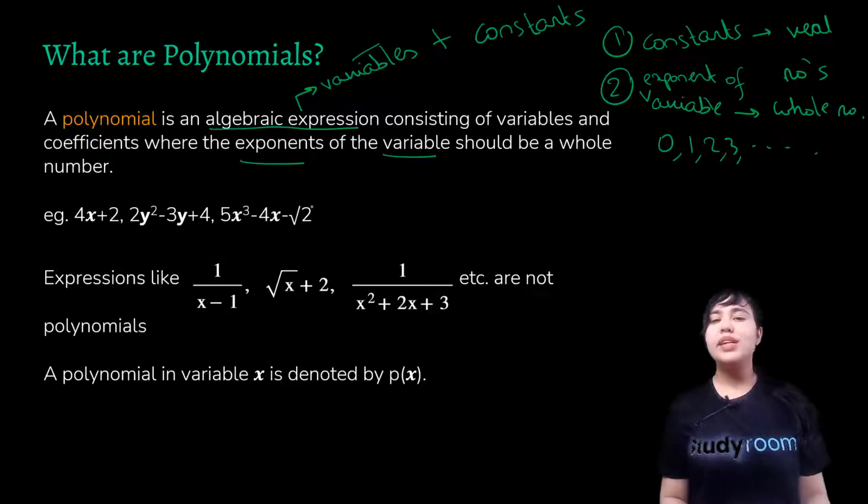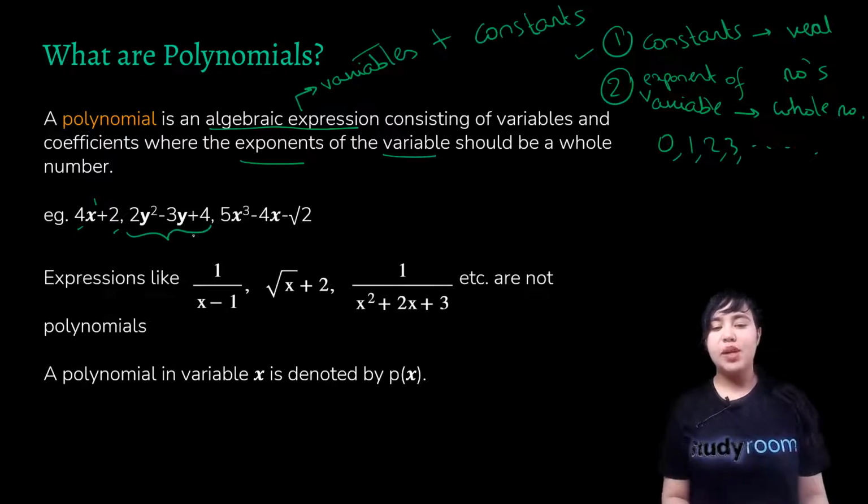So let's look at some examples of polynomials. 4x plus 2. Here 4 and 2 are constants, but are they real numbers? Yes, they are. So the first condition is met. Then what is the variable here? x. What is its exponent? 1. Is 1 a whole number? Yes. That's why we are calling this algebraic expression a polynomial.